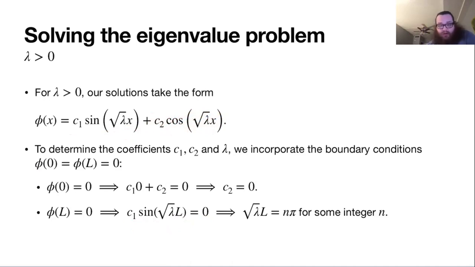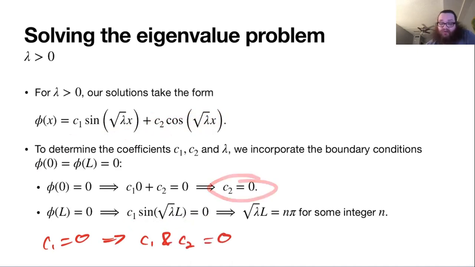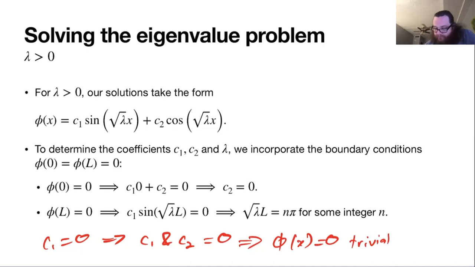C1 can't be 0 because if C1 is equal to 0, then C1 and C2 are 0, because we saw a second ago that C2 is equal to 0. And this gives us a trivial solution, which are the ones we want to avoid. So this tells us that C1 is non-zero, and so sine of root lambda L is equal to 0.